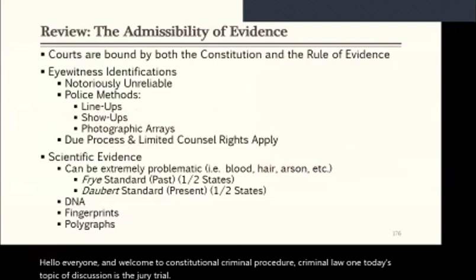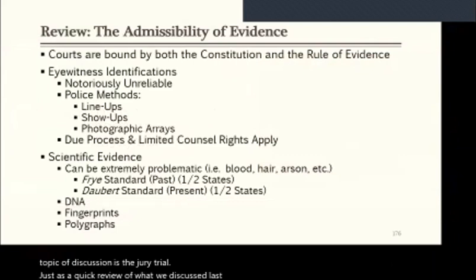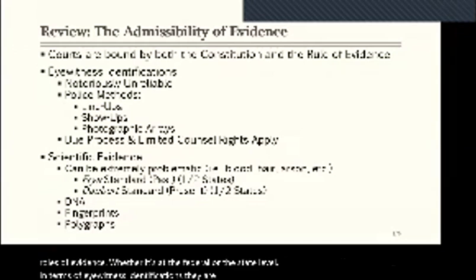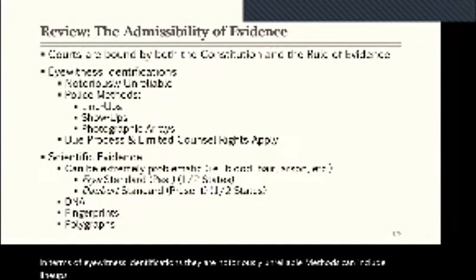So just as a quick review of what we discussed last time, generally speaking, when it comes to the admissibility of evidence, courts are bound by both the Constitution and the respective rules of evidence, whether at the federal or the state level. In terms of eyewitness identifications, they are notoriously unreliable. Methods can include lineups, show-ups, and photographic arrays. We talked about the strengths and weaknesses of each, and we noted that due process and limited counsel rights do apply when it comes to lineups and show-ups.